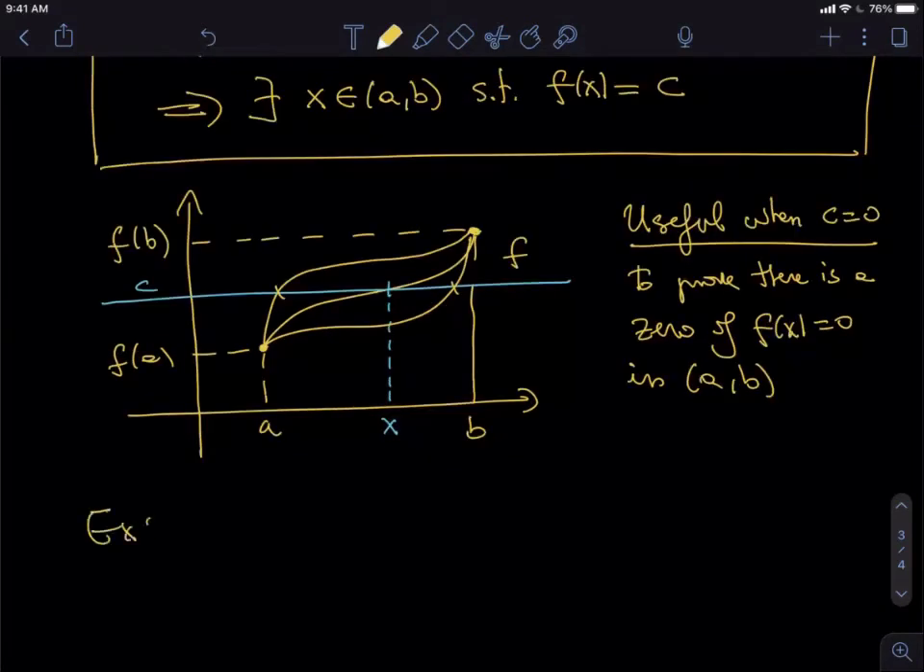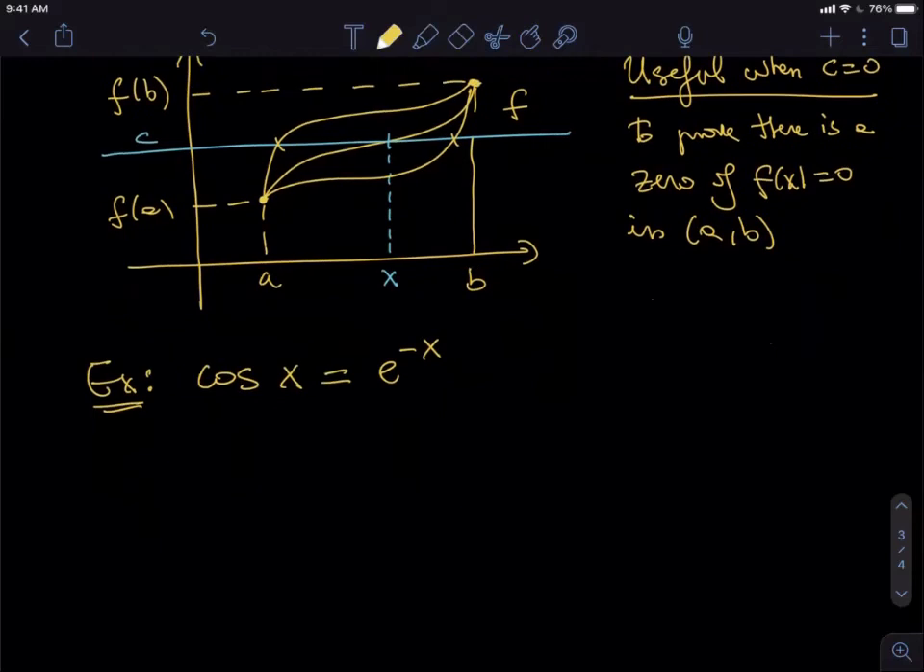So let's do an example. We could have, for instance, the equation cosine of x equals the exponential of negative x. And we could be interested in showing there is a positive solution, a positive solution to this equation.